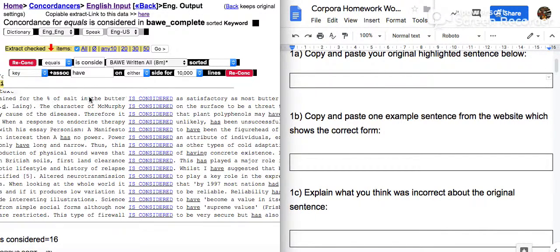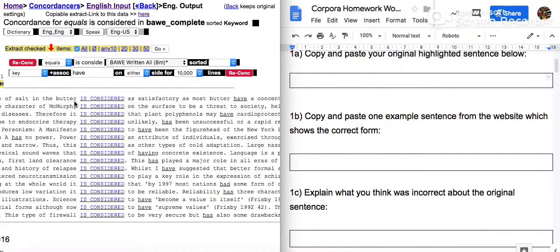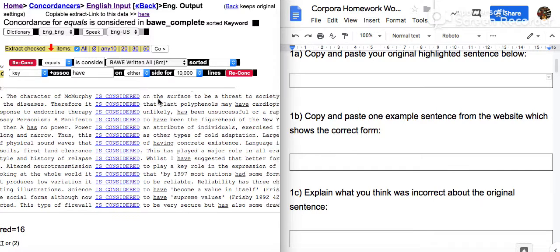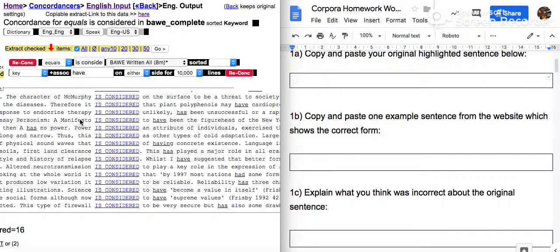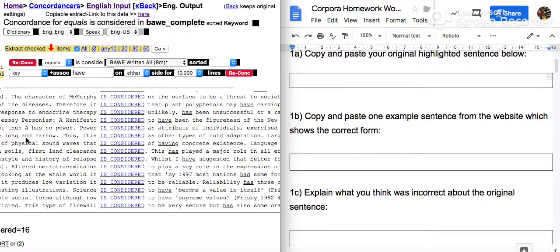So if we go down, okay, so is considered as satisfactory as, okay, that's not really relevant because the have comes way far behind. This one is the same, this one is the same, so we'll say, okay, here we go. A manifesto, subject, is considered, okay, good. Here it's different. So we've got to have, or to have been. So this is different to ours because we've got to and then we've got the infinitive, have. Okay, let's carry on. Not relevant, not relevant.